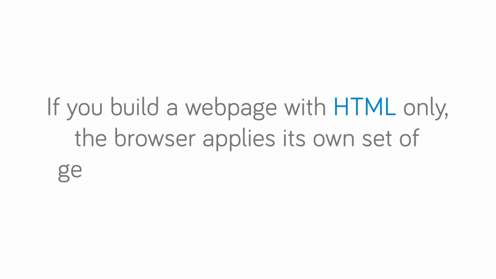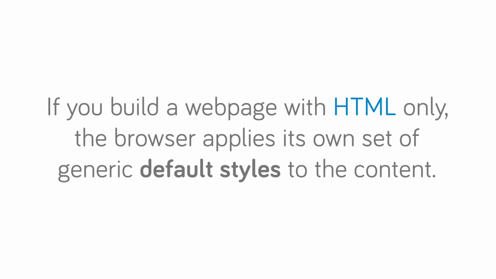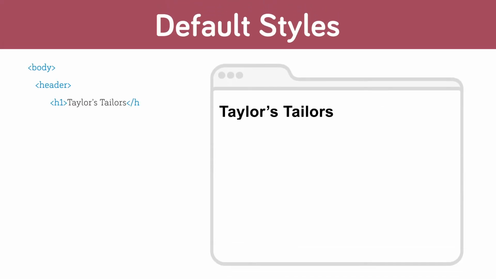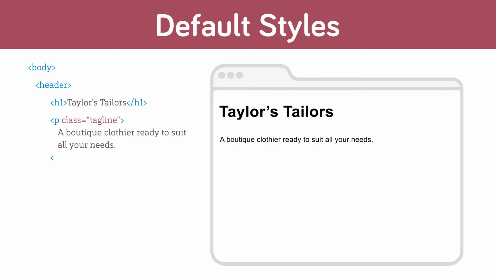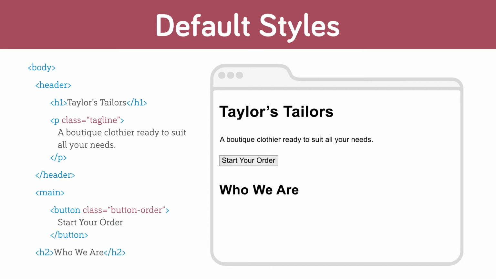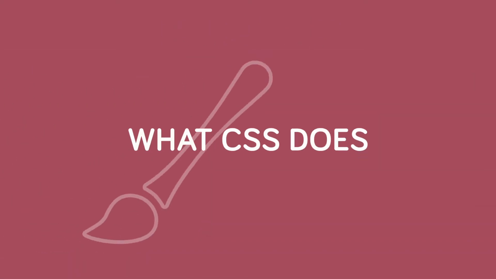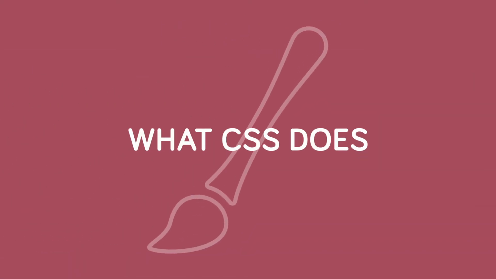If you build a web page with HTML only and don't include any CSS of your own, the browser applies its own set of generic default styles to the content. The default styles are essentially the browser's built-in CSS. These defaults are very minimal, so most websites write their own CSS styles to add identity, usability, and personality to their pages.